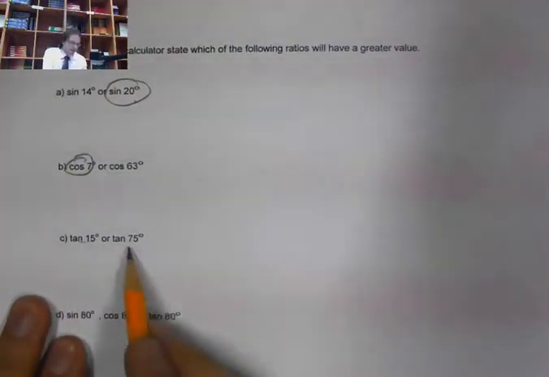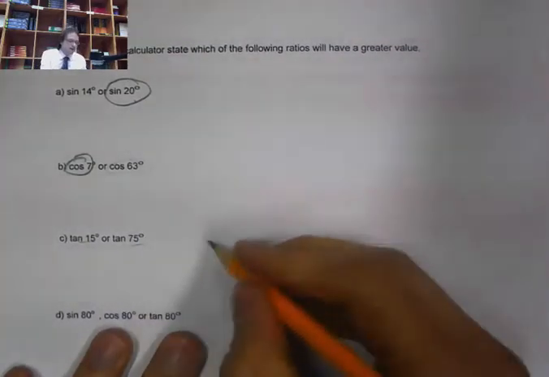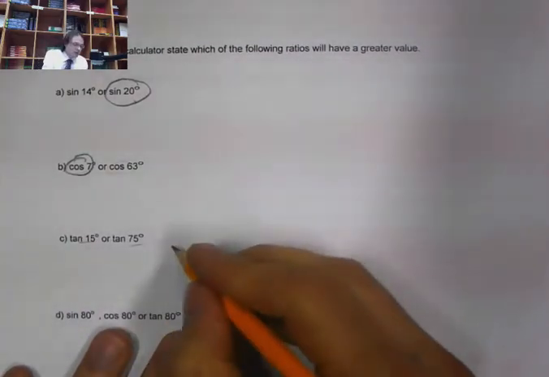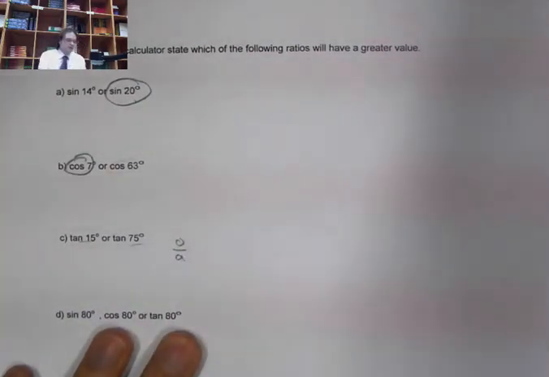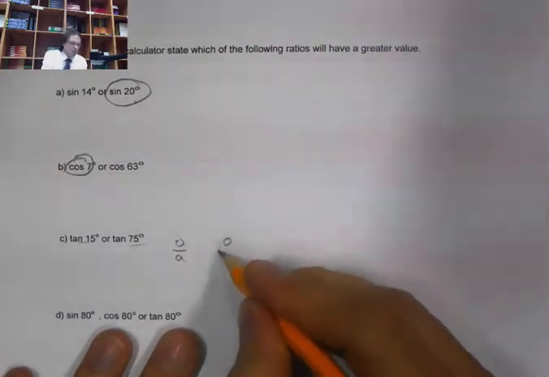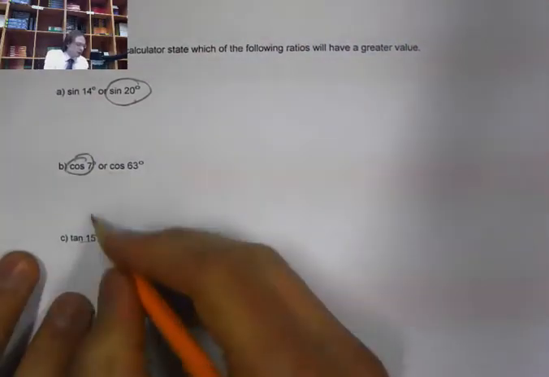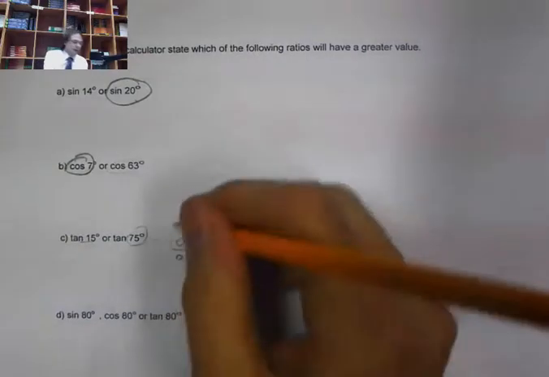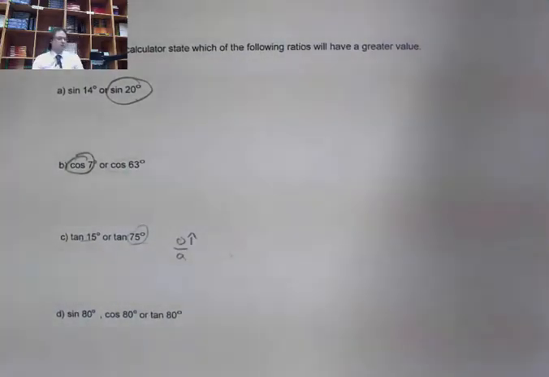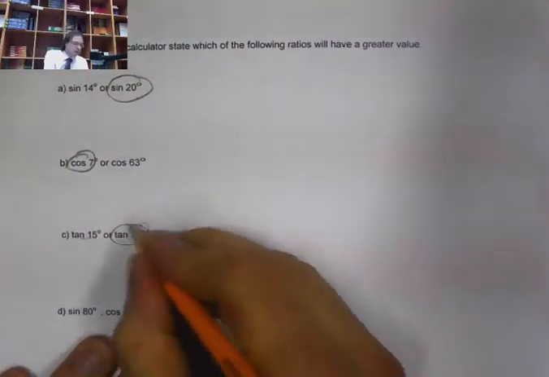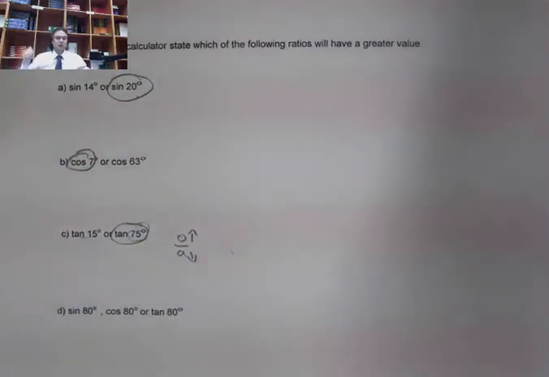Next one is tan 15 or tan 75. Now that's interesting. So tan is opposite over adjacent, okay? And here we have opposite over adjacent. So as this gets bigger, what happens? My opposite increases. As the angle gets bigger, my opposite increases and my adjacent decreases. So this gets bigger even faster. This gets really big, really, really fast. So what's bigger is this one. This one's a lot bigger because it gets bigger really, really fast.